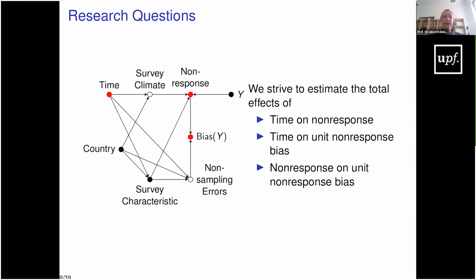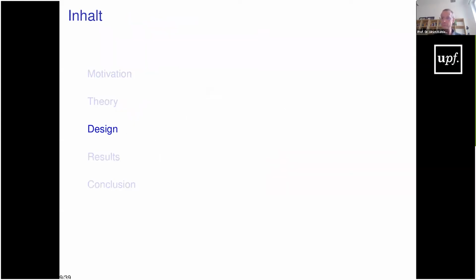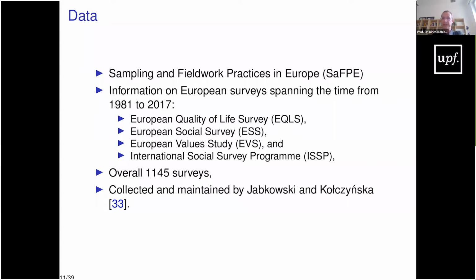So what are our research questions then? Well, we would like to estimate the total causal effects, in terms of the counterfactual concept of causality, of time on non-response, of time on non-response bias, and of non-response on bias. That's what we are striving to estimate. So much for the theory. Now on the design. I would like to start with the case selection to give you an idea what data we have, and then we will put this case selection into this directed acyclic graph to come up with the specific research design that we are using.